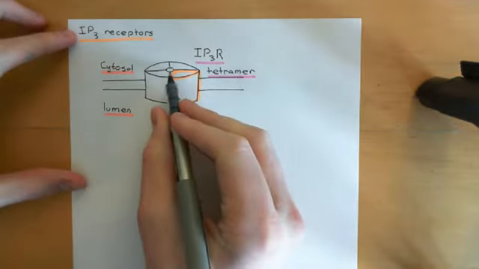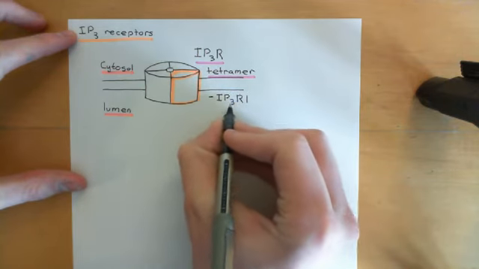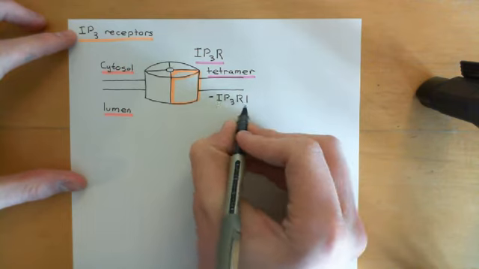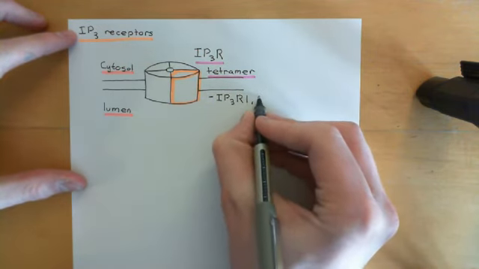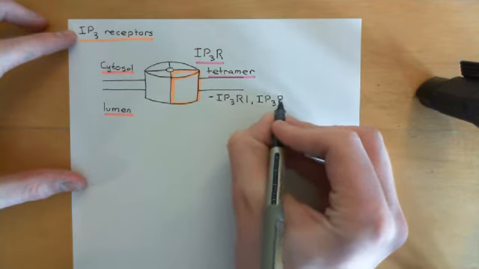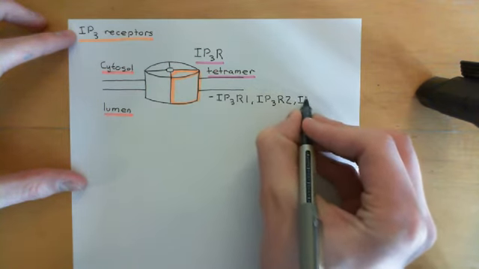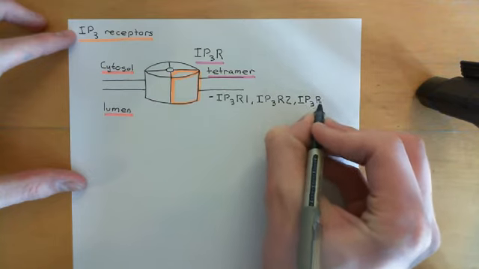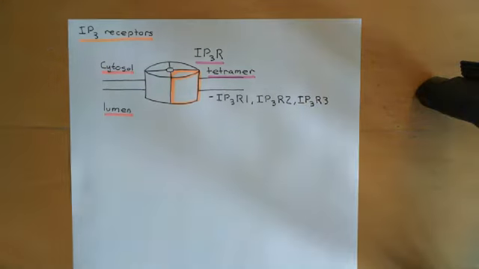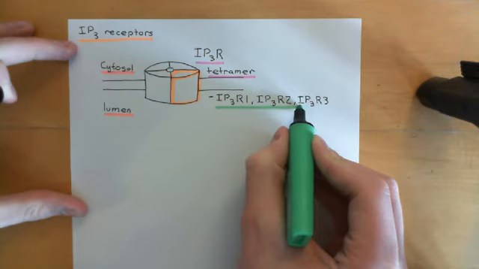However, it's not the case. Instead, there are 3 different types of IP3 receptor subunits, and let me tell you what their names are. There is the type 1 IP3 receptor subunit, which is called the IP3R1 protein. So this is the type 1 subunit of an IP3 receptor. Then there is the type 2 IP3 receptor subunit, which is denoted IP3R2. And then there is the type 3 IP3 receptor subunit, which is denoted IP3R3. So these are the names for the 3 different types of subunit for IP3 receptors.